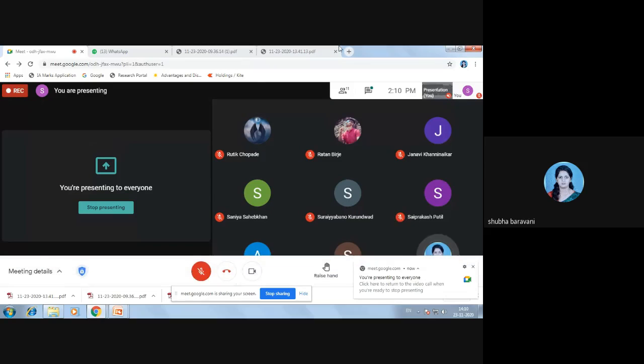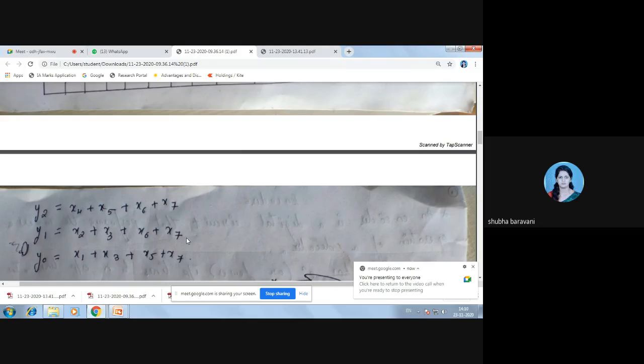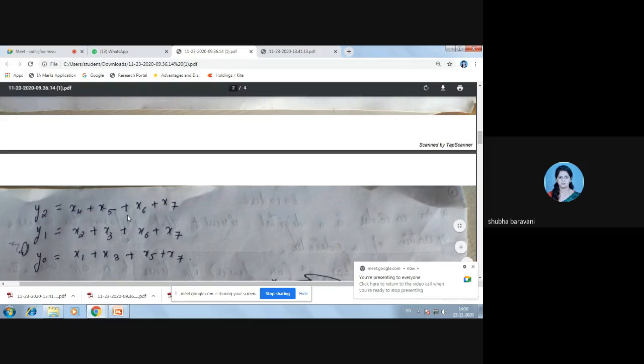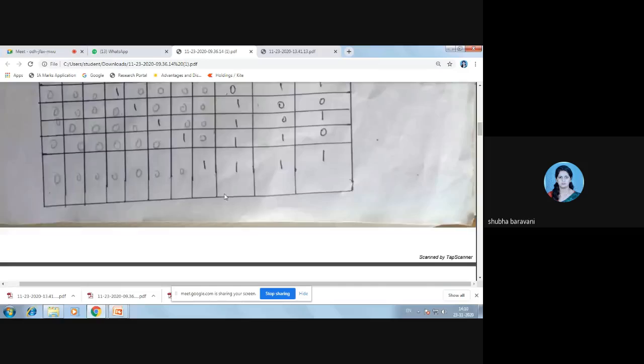Yes, you all are here. Rutik? Okay. So no problem in finding out y2. Everyone have understood how I got this y2? Who is here? Ankita? Yes, ma'am.